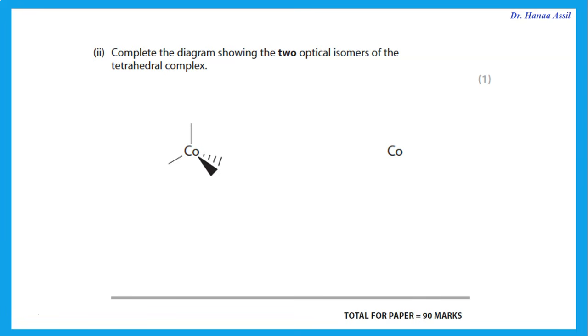So complete the diagram showing the 2 optical isomers. If we draw one, the other one must be the mirror image of it. So if this is one arrangement, I can draw the mirror image of that, that would be the other optical isomer.